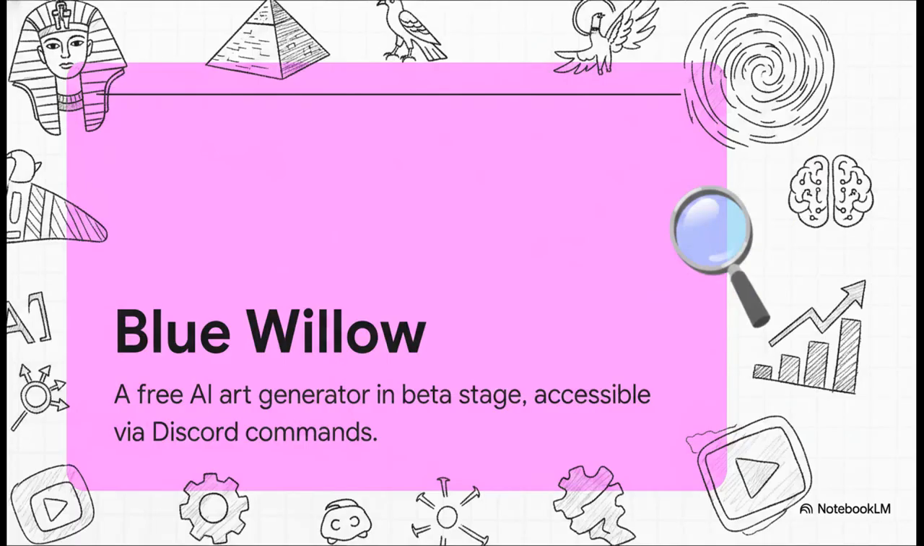Now let's talk about the thumbnail art. The source introduces a massive secret weapon here, Blue Willow. It is a completely free AI art generator currently in beta, and you run it straight through Discord. You simply type the command /imagine, followed by your prompt. So for example, Ancient Egypt, Epic Rise of an Empire. In seconds, it generates stunning, custom artwork that looks incredibly cinematic.